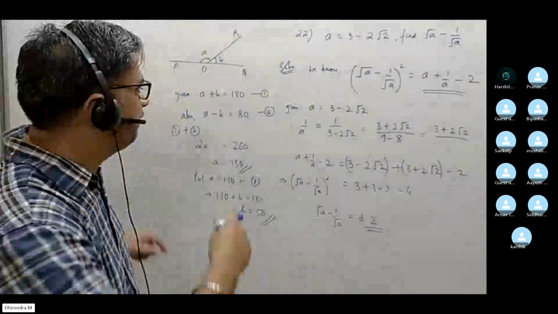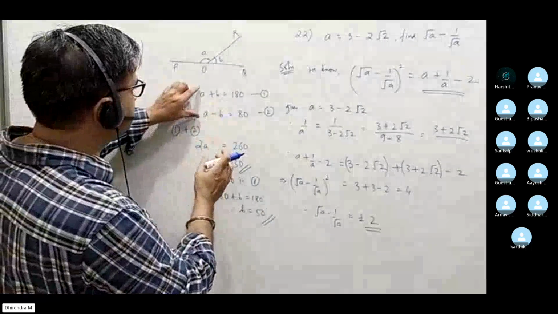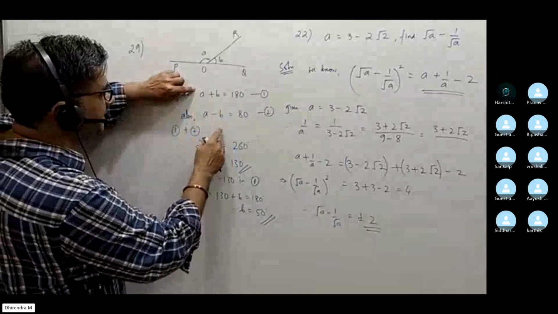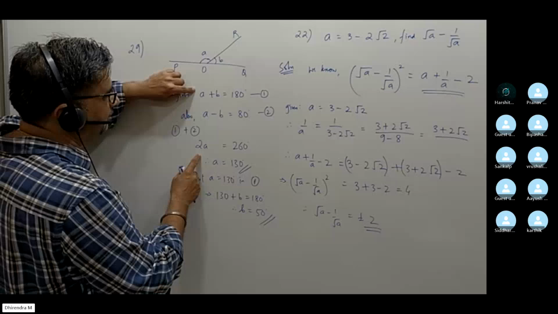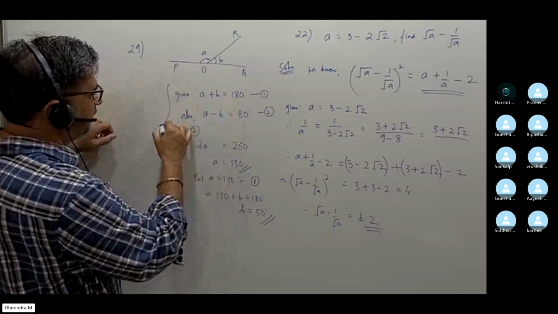Just added these two equations. If you add the two equations, what happens? The left-hand side will get added. A plus B plus A minus B becomes how much? 2A, right?